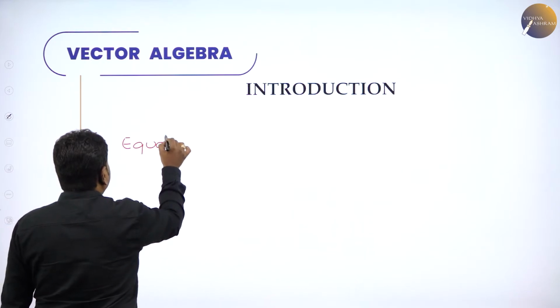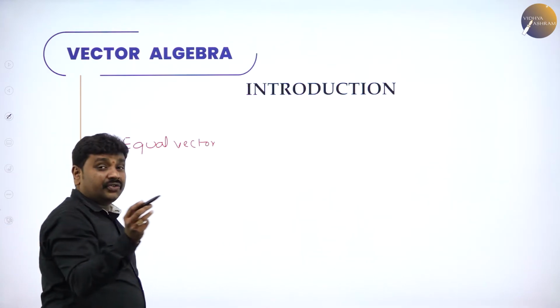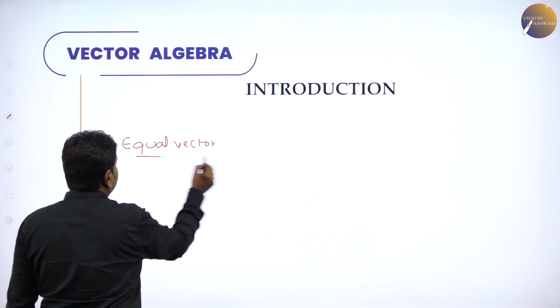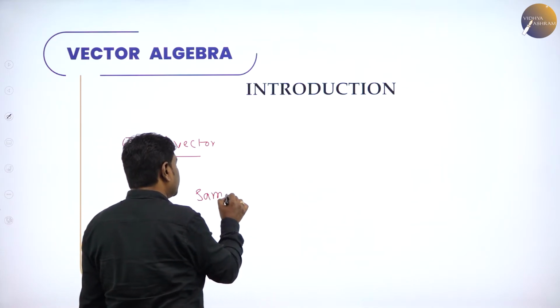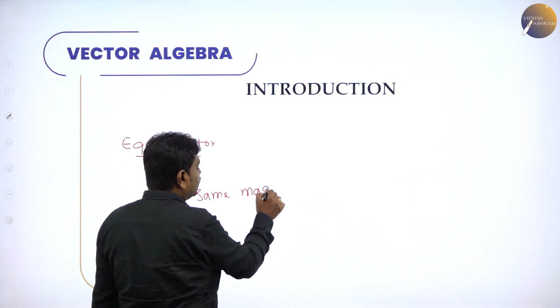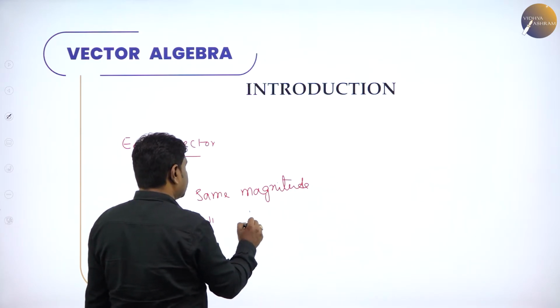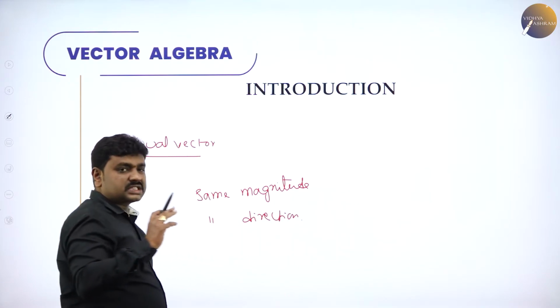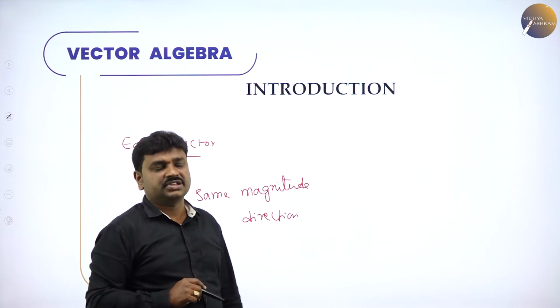Along with that, you should also know equal vectors. What are equal vectors? Two vectors are said to be equal if they have the same magnitude and the same direction. Both should have the same magnitude, the same number value, and they should also have the same direction. Both should match. So depending on these simple concepts, we'll start solving the first exercise of vector algebra.